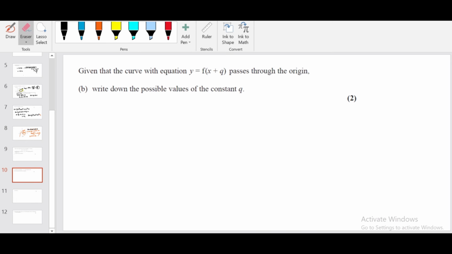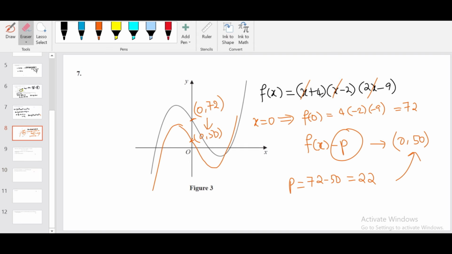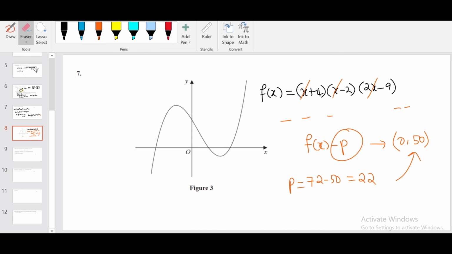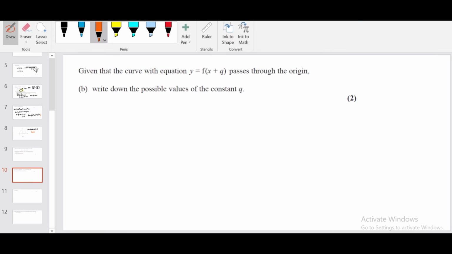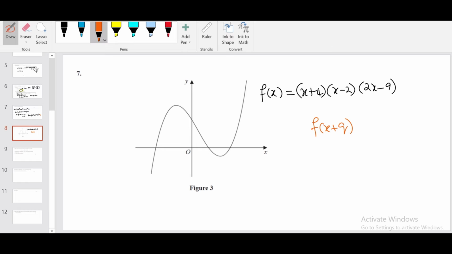Part B now. Given that the curve f(x) plus q passes through the origin. Okay, now they are talking about another curve. The question says f(x) plus q passes through the origin. Write down the possible values of q. Now you need to listen very carefully. Though it's given as plus q, q can be a positive or negative number.